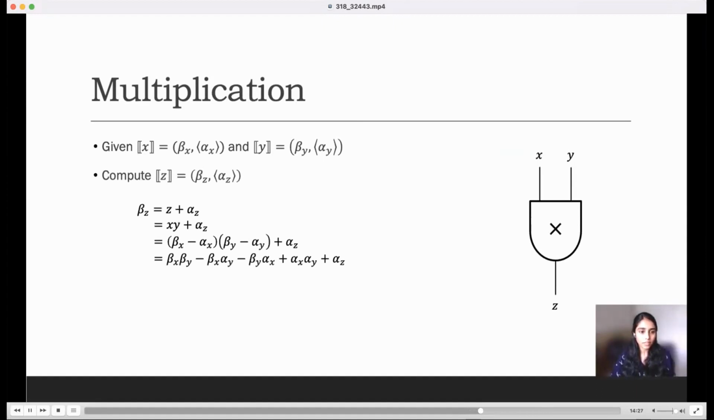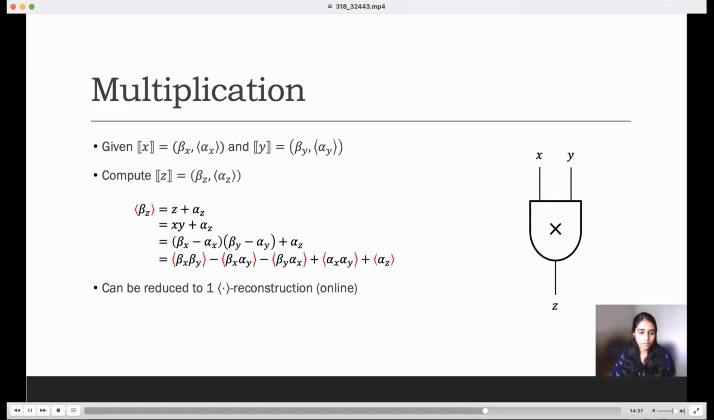Now, using known techniques in the literature, it is already known that this can be reduced to a reconstruction of one element, which is beta z in our case, in the online phase, and a computation of the multiplication triple, which corresponds to alpha x, alpha y, and alpha x times alpha y in our case, in the preprocessing phase. So this is exactly what we do in our protocol, and I'll detail the reconstruction and the triple generation in the subsequent slides.